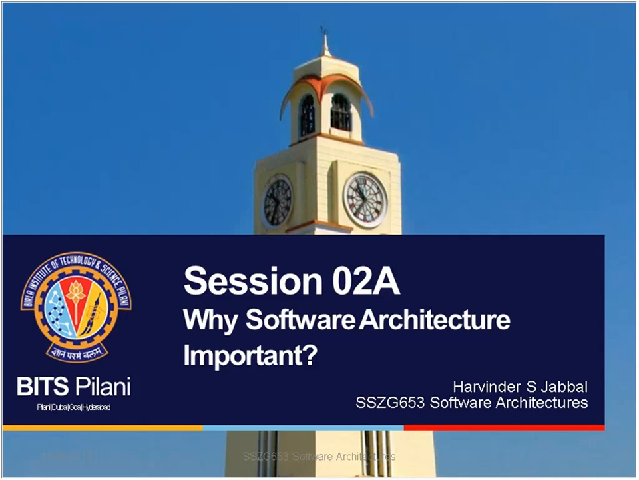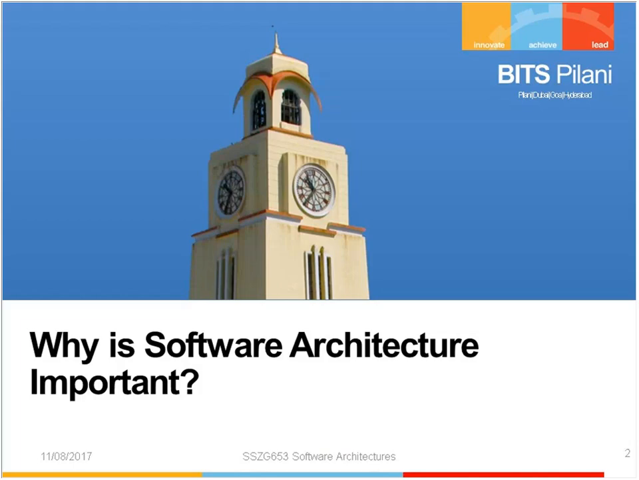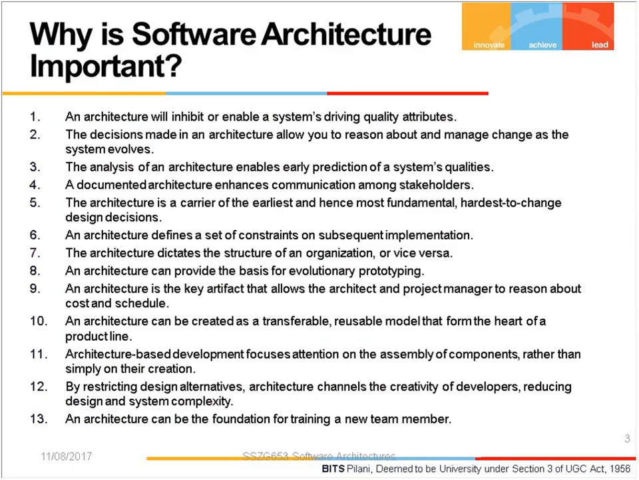So let's look at why is software architecture important. There are many things I've pointed out to you in session 1, but let's go through them quickly. Understand one thing very clearly. Architecture is about quality. It is not about functionality. Object-oriented analysis and design does address quality to an extent, but mainly about functionality. But software architect enables quality.